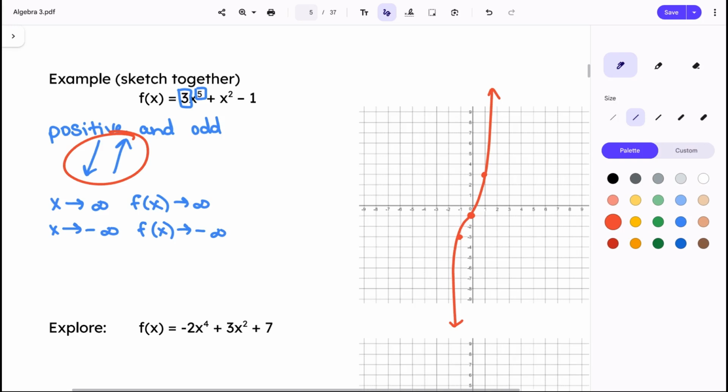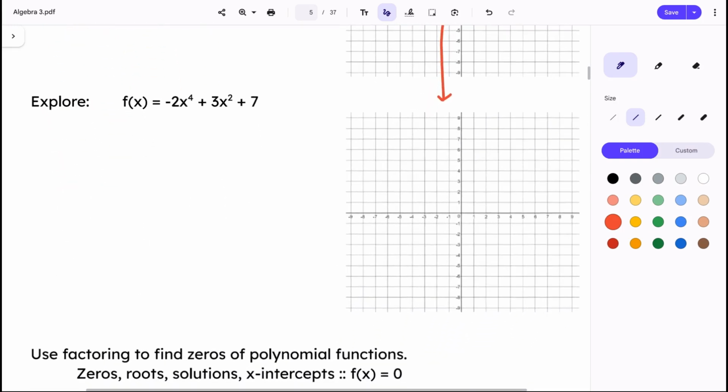Okay, so let's do another one. Let's start out by describing end behavior. So is this a positive or a negative graph? And is it even or odd? Okay, so it's negative and it's even. That means it's going to behave the same on both sides of the graph because it's even. Are they going to go up or down forever? Down, because it's negative. So I'm just going to draw those arrows.